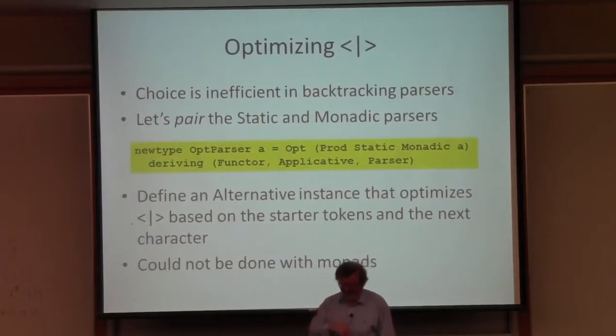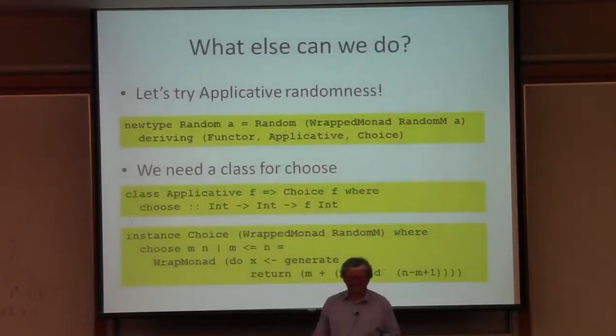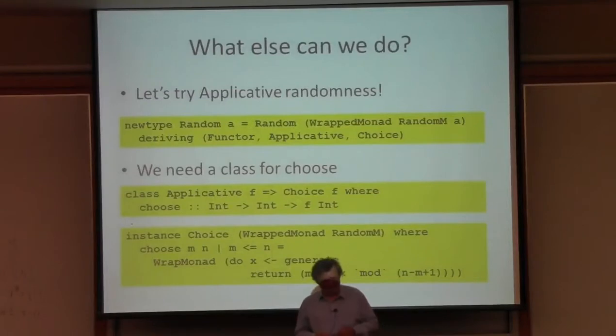And as I was explaining earlier, this optimization cannot be done with monadic parsers because we don't have the second parser in our hands and we can't inspect it. So static analysis does not fit with monads. Okay, what else can we do? Are there other interesting applicative functors?